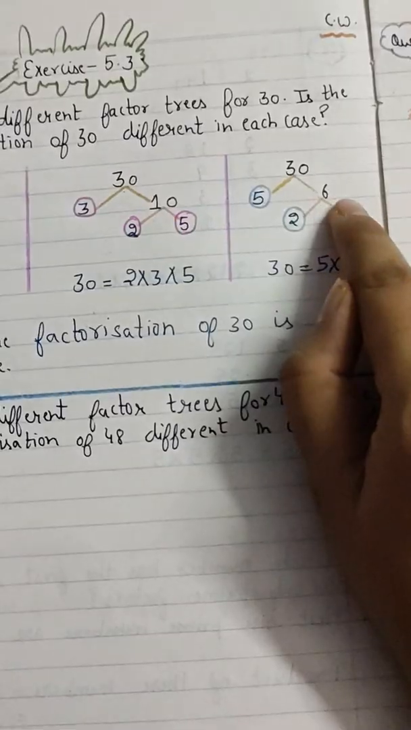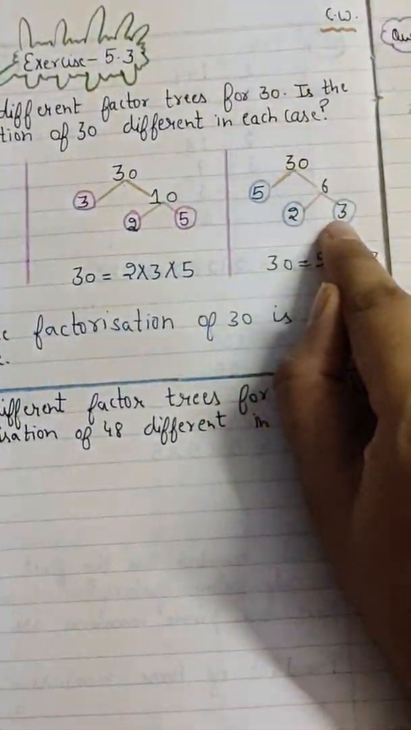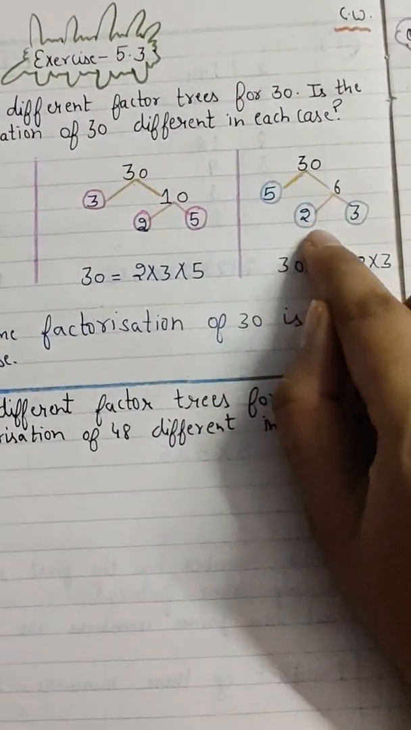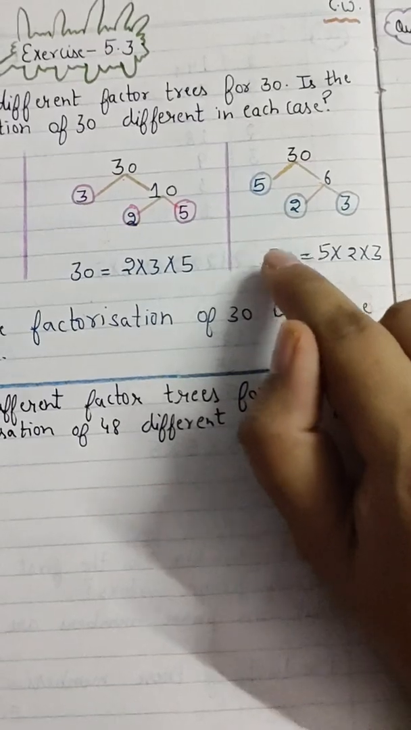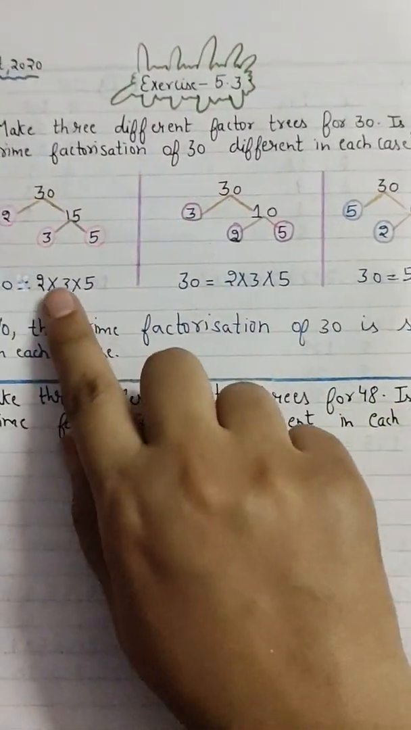Okay, you have to break this. In which table does 6 come? It comes in the table of 2. You can write 3 multiplied by 2 or 2 multiplied by 3, both are the same. Okay, so now again you have got the prime factorization as 5 multiplied by 2 multiplied by 3.